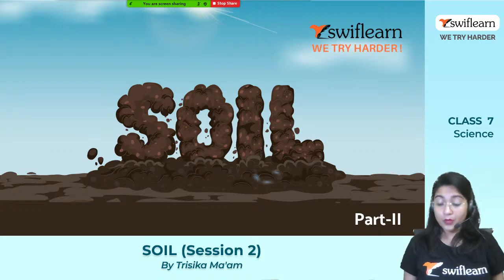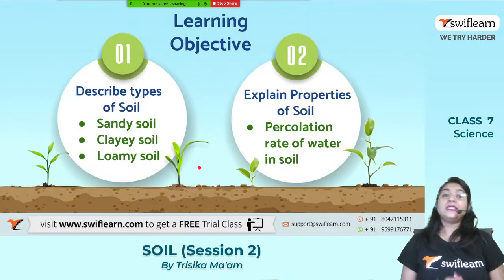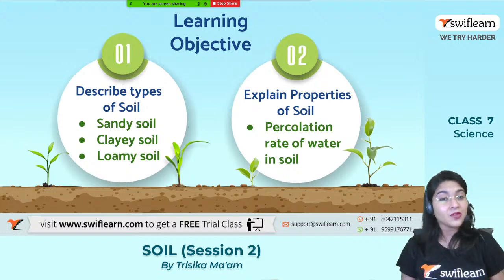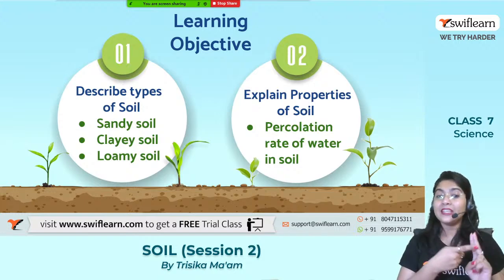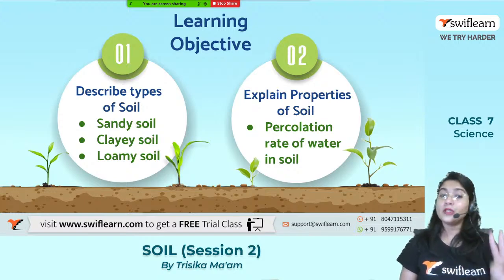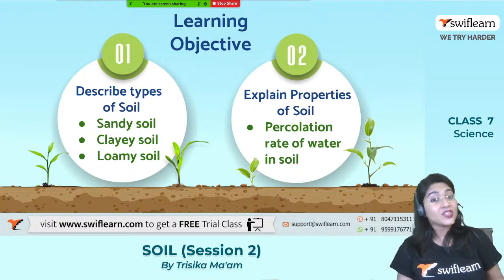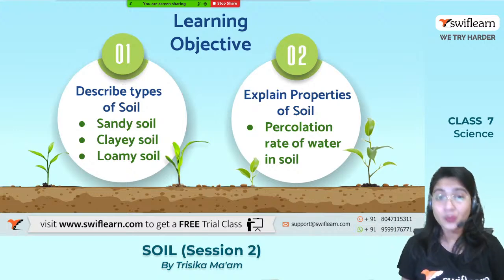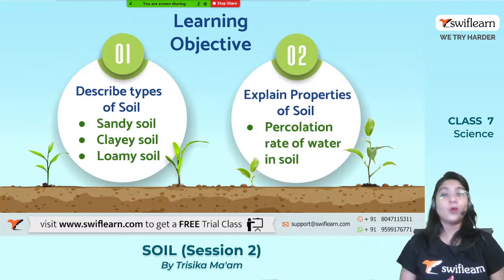So let us see what we will discuss today. We will mainly discuss the different types of soil, right? In today's session we will describe the different types of soil, mainly sandy soil, clay soil and loamy soil. These are the three main types of soil, where they are found, what their characteristic features are, and what type of crops can be grown on these types of soil, right? We will discuss all these things.